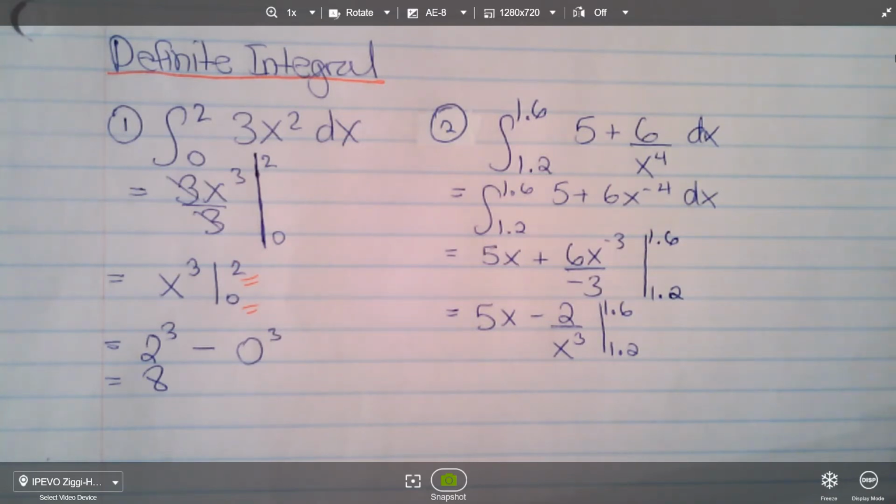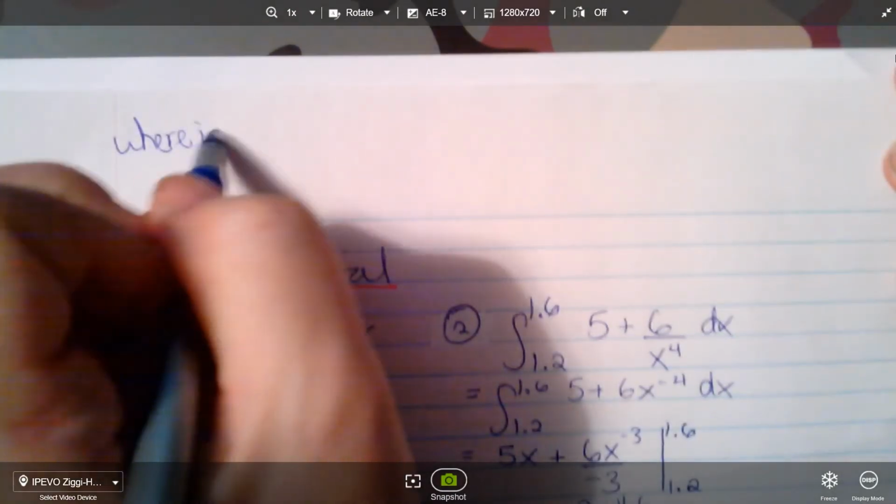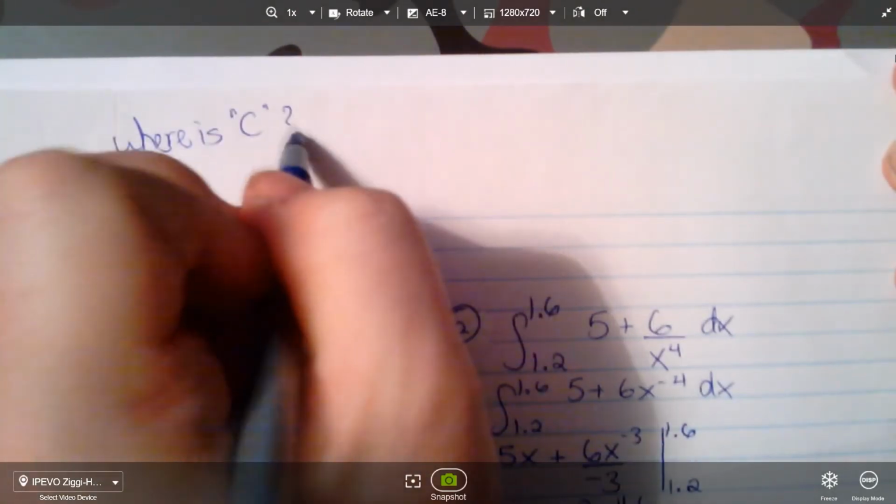One thing you may have noticed from the first example, and maybe this one too, is maybe you're wondering, where is C? Why haven't you been writing C? You said a whole bunch of times in the first video that we always had to write plus C, and now you're not. The reason I'm not writing it, and I'll make a little note up here at the top for you, where is C? Where is it gone?